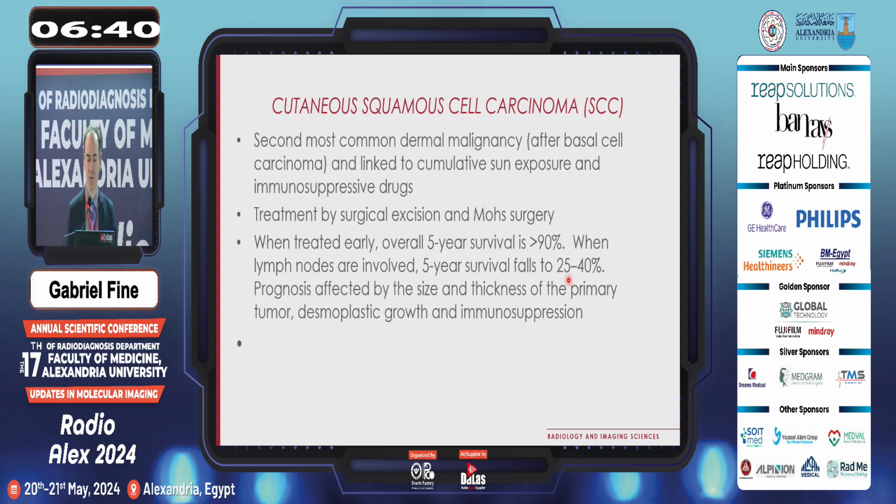Treatment's typically by surgical excision and Mohs surgery. If you can treat it early, the overall survival is quite good, greater than 90%. But when lymph nodes are involved, that 5-year survival drops dramatically. Prognosis is affected by the size and thickness of the primary tumor, desmoplastic growth, and immunosuppression.